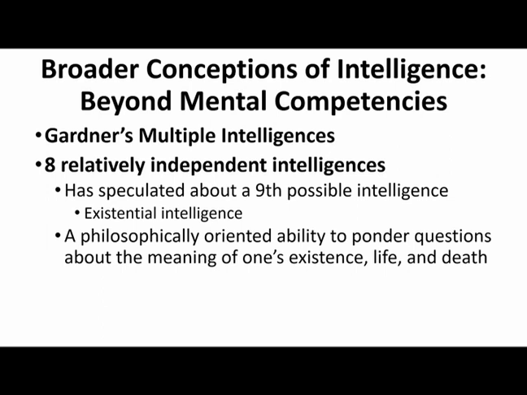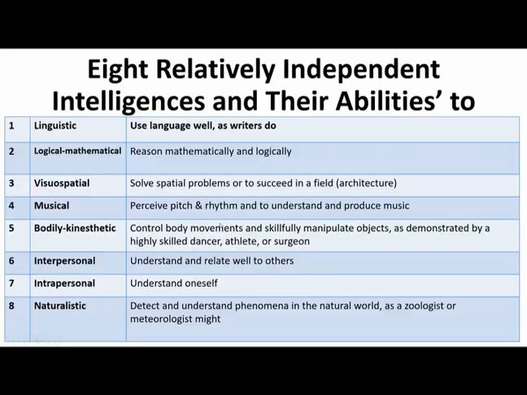But we should make note that there has been some speculation about a 9th possible intelligence, this existential intelligence, sort of knowledge of your own finite existence, but that one is still quite up for debate. But let's look at the 8 independent intelligences that make up the core of Gardner's theory. And so these are going to be listed here. We have linguistic intelligence, logical-mathematical intelligence, visuospatial, musical, bodily/kinesthetic intelligence, interpersonal, intrapersonal, and naturalistic.